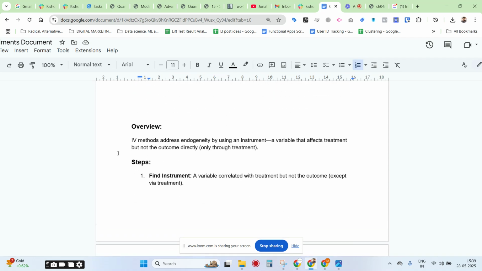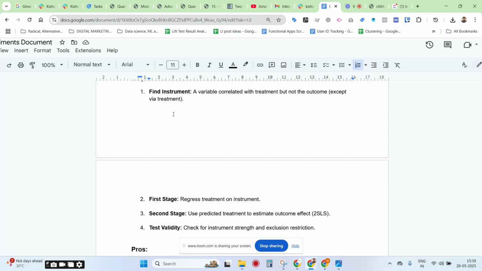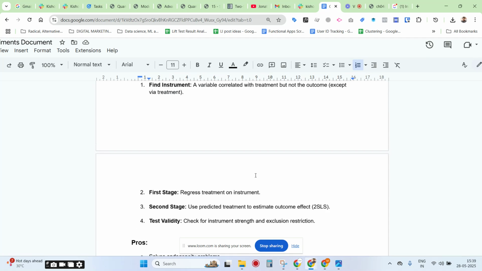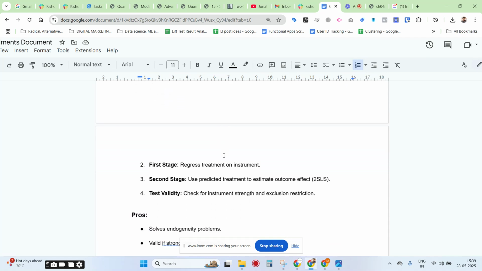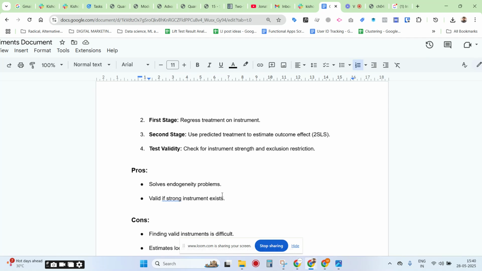So the main thing that it does is that it's useful when there are unseen factors which are messing up your treatment outcome relationship. So it's kind of like a latent variable. It's a variable that's there, but you just don't know it. So you will have to use thought experiments or some mathematical ways of trying to figure that out, but it's pretty complex to do that, and I definitely do not recommend it. It's very hard to achieve this. There are certain methods, with several stages to it. You first get a variable correlated with treatment but not the outcome, then regress treatment on the instrument, then use the predicted treatment to estimate the outcome effect, called 2SLS.